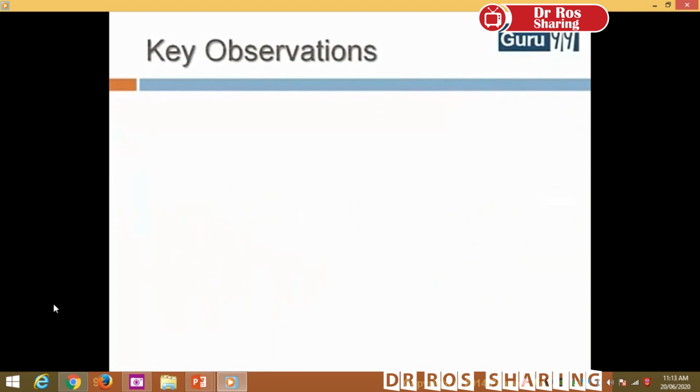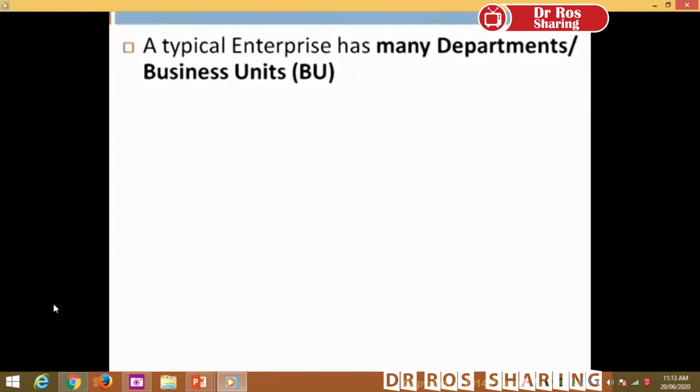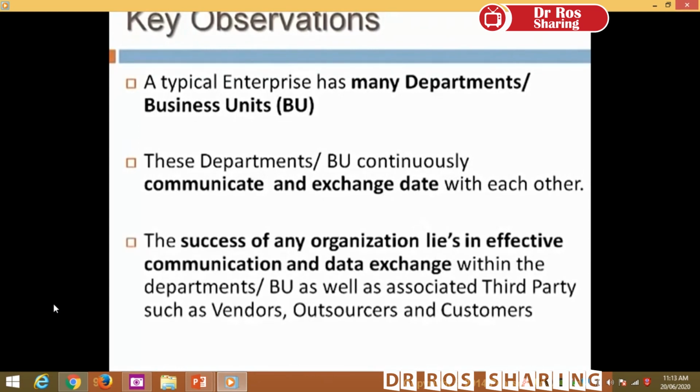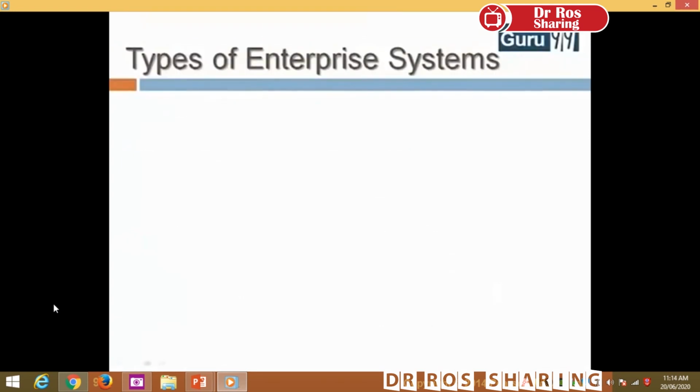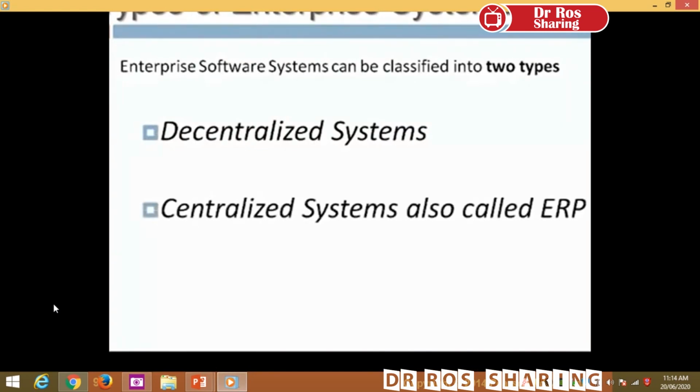Some key inferences one could derive from this scenario would be: a typical enterprise has many departments or business units. These departments or business units continuously communicate and exchange data with each other. The success of any organization lies in its effective communication and data exchange within these departments, as well as associated third parties such as vendors, outsourcers, and customers. Based on the manner in which communication and data exchange is managed, enterprise software systems can be broadly classified as decentralized systems or centralized systems, which are also called ERP.